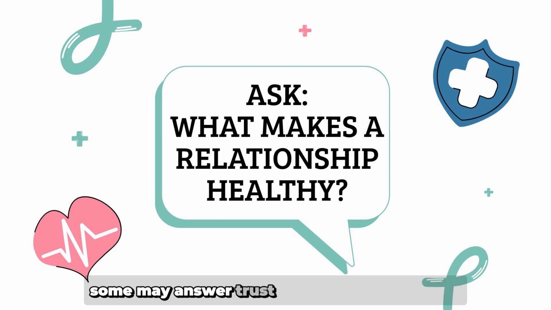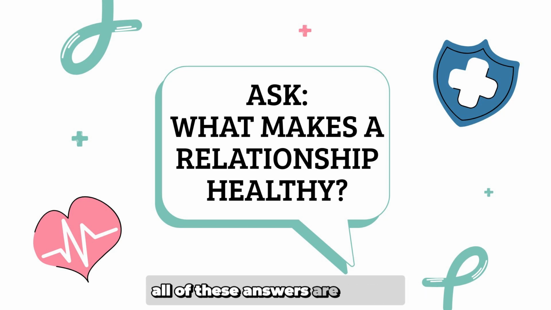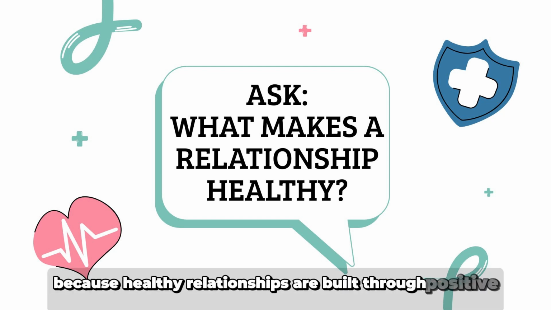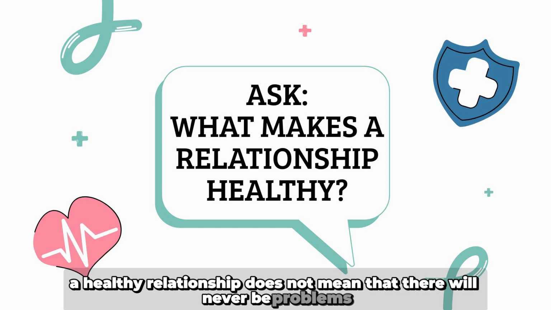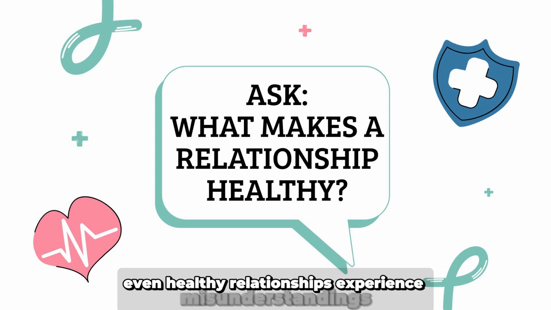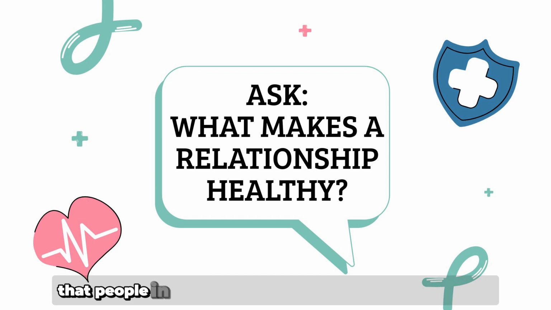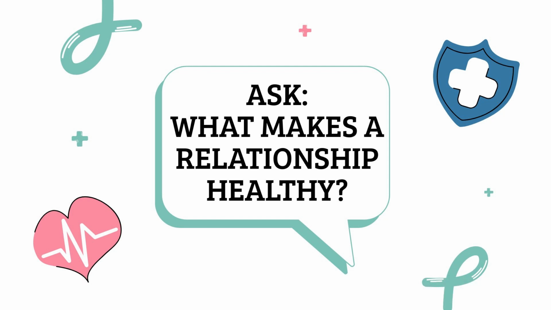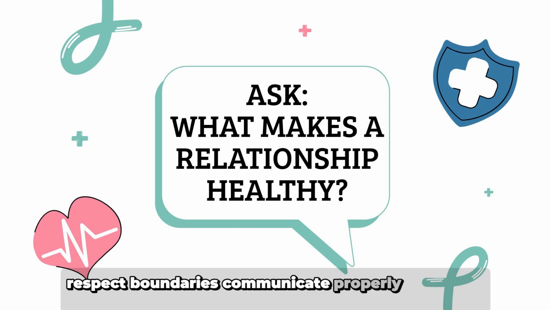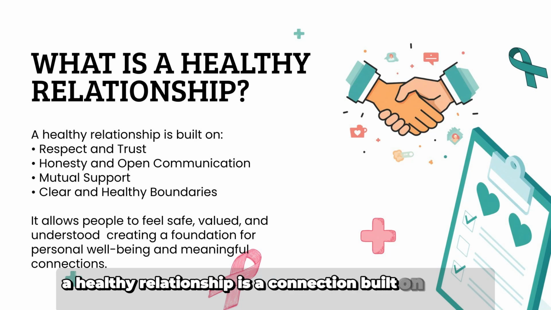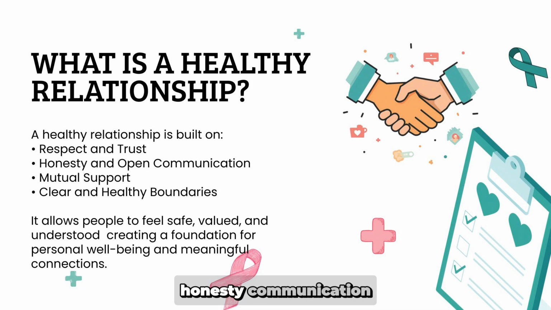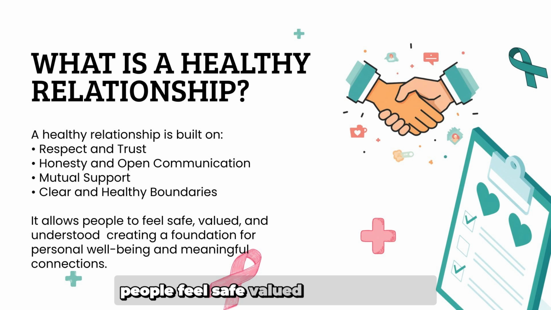Some may answer trust, others may say respect, communication, honesty, or support. All of these answers are correct because healthy relationships are built through positive actions and attitudes. A healthy relationship does not mean that there will never be problems. Even healthy relationships experience misunderstandings. The difference is that people in healthy relationships know how to listen, respect boundaries, communicate properly, and solve problems peacefully. A healthy relationship is a connection built on respect, trust, honesty, communication, support, and clear boundaries. In a healthy relationship, people feel safe, valued, and understood.